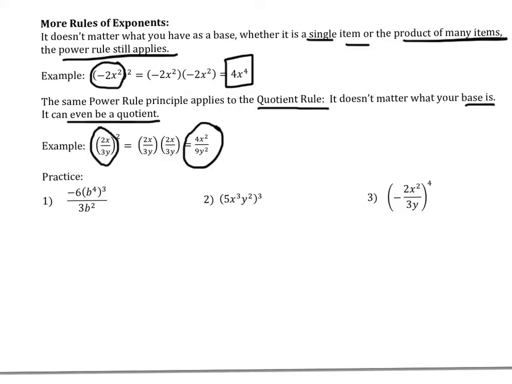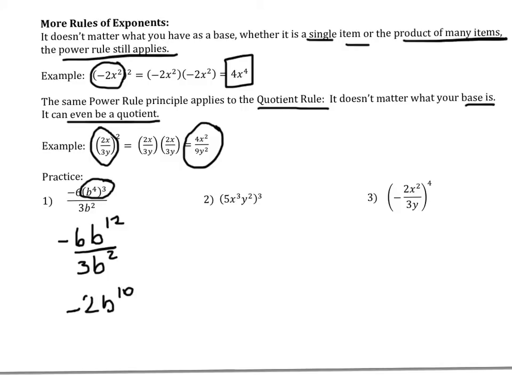Here we have negative 6 times b fourth cubed over 3b squared. Well, I'm going to take care of this top thing first before I take care of my quotient, because I take care of exponents before I divide. So that gives me negative 6b to the 12th power over 3b squared. Now I can apply my quotient rule, which gives me negative 2b to the 10th power.